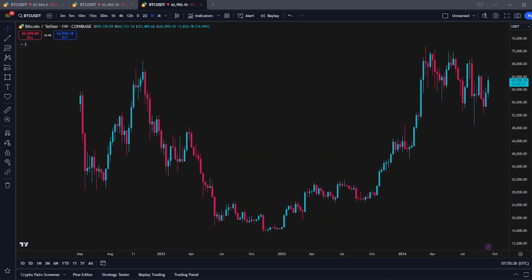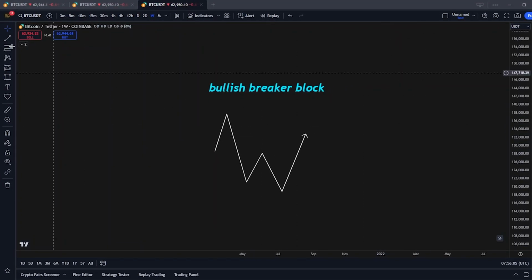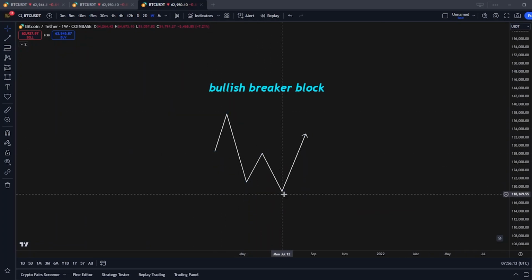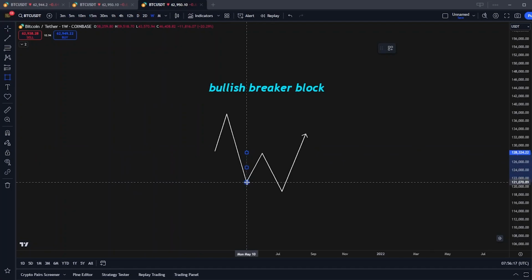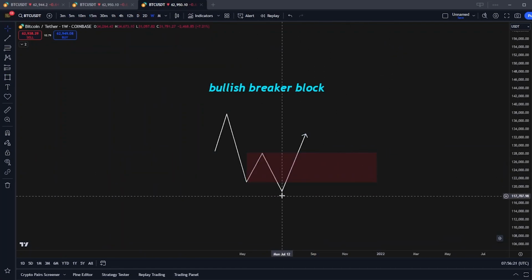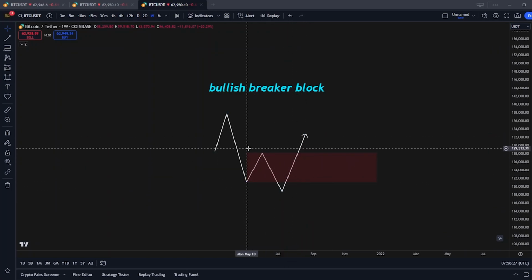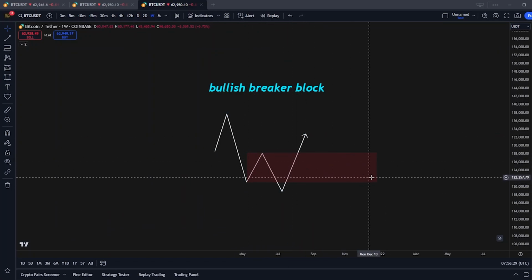A breaker block will usually occur when the market tries to push in one direction, like breaking through a support or resistance, but fails and reverses. This failed area then becomes the breaker block. So here is an example of a bullish breaker block. We'll usually see a high created, followed by a lower high and a lower low. Now this area right here will be our breaker block. You can see the price tried to push below, but instead it didn't carry on the move down. We saw a higher high created, and this now turns into our bullish breaker block.